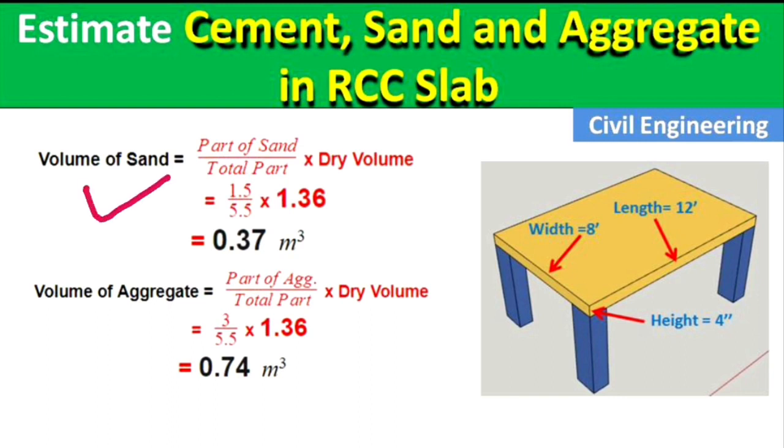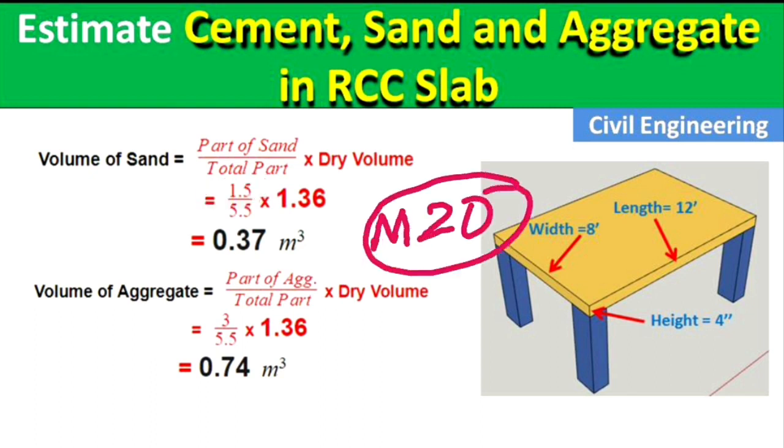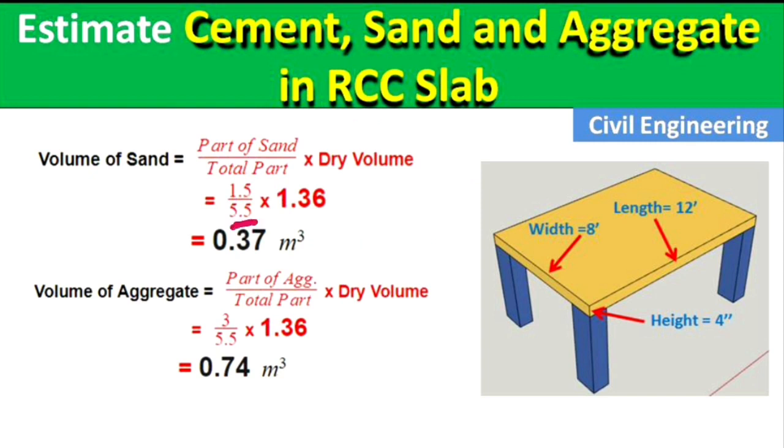The same formula we have to apply: part of sand divided by total part, multiplied by dry volume. Part of sand is 1.5, as we have taken M20 grade of concrete whose mix ratio for sand is 1.5. Total part is again 5.5 and dry volume is 1.36. After calculating all these values we will get 0.37 meter cube as the volume of sand.